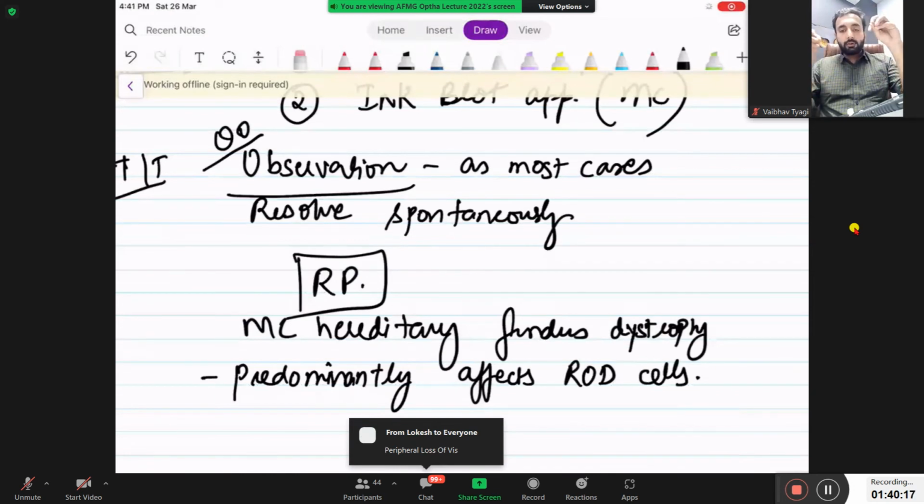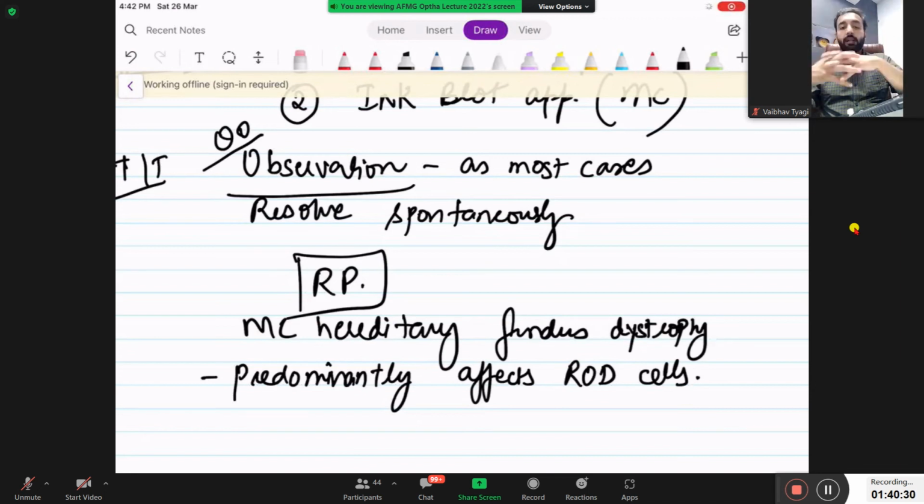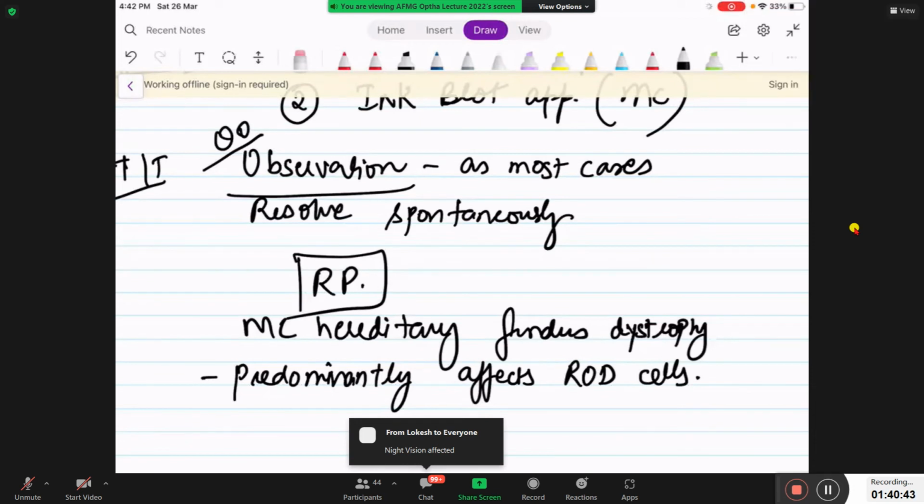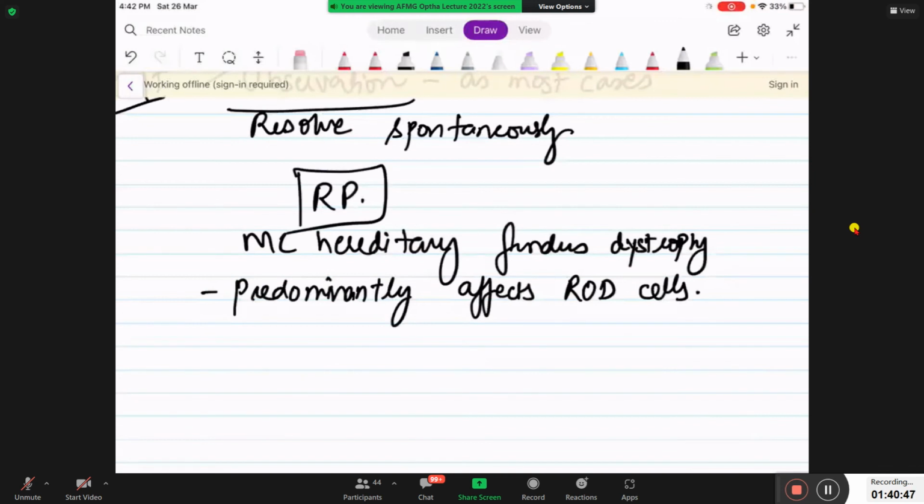And these rods are responsible for black and white vision, whereas cones are responsible for central vision and your color vision. So your black and white vision will also be lost. That is why the patient will complain of night vision loss. That is called nyctalopia, right? So write down, it predominantly affects rod cells.